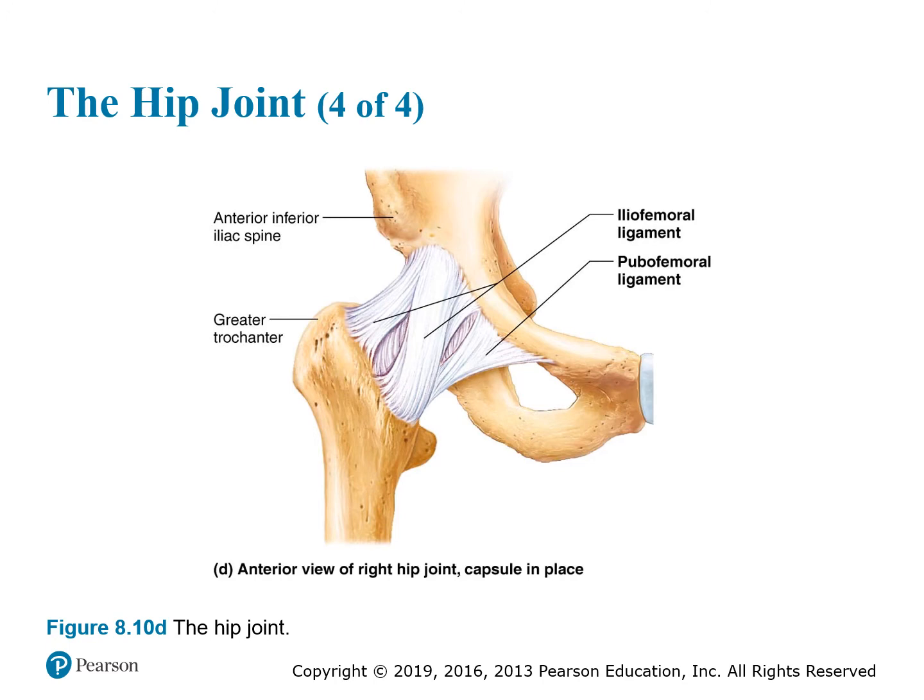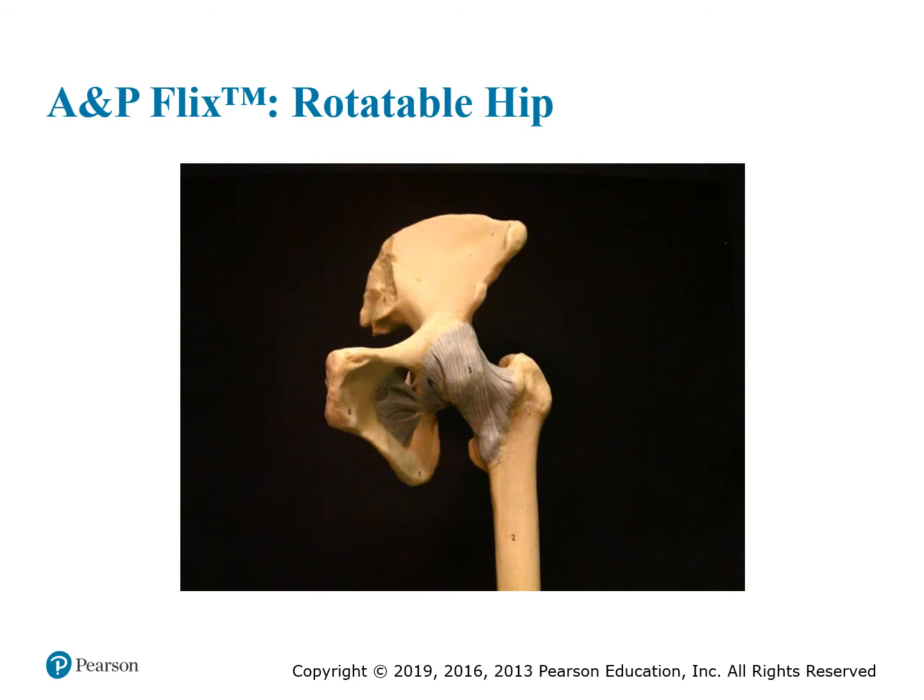Here's an anterior view of the right hip joint with the capsule in place. Again, the greater trochanter. Here we have the iliofemoral ligament and the pubofemoral ligament. And there's a 360-degree view of the hip joint.